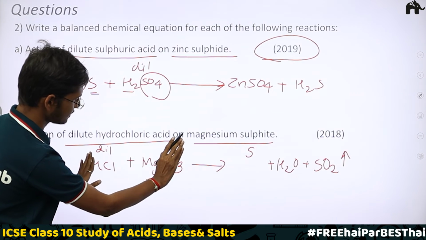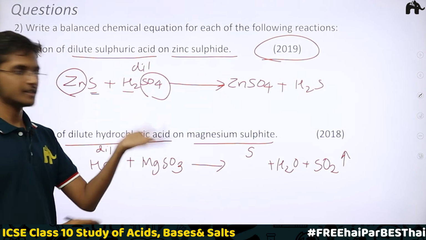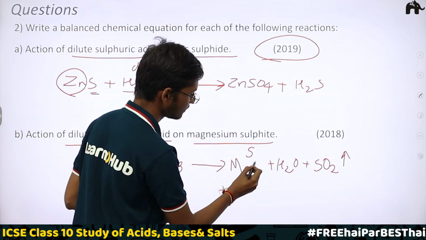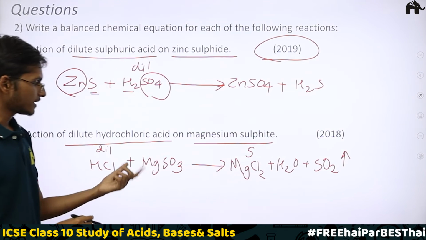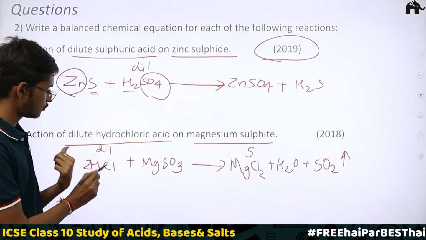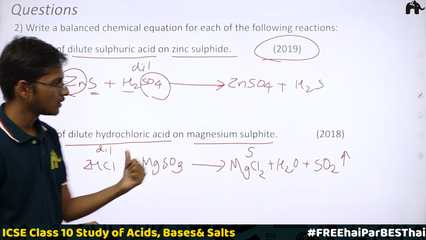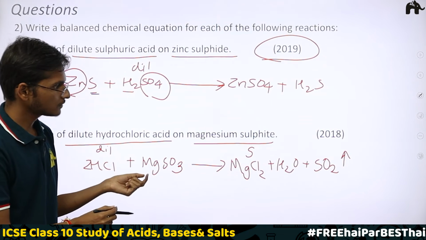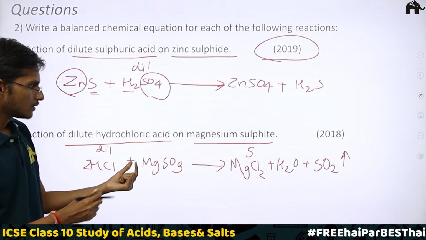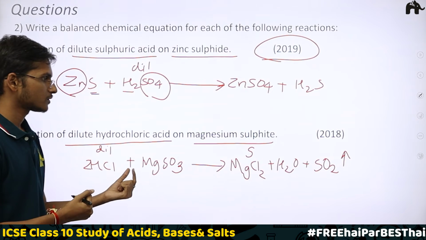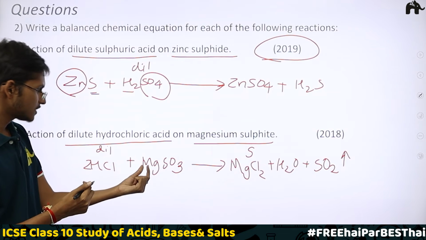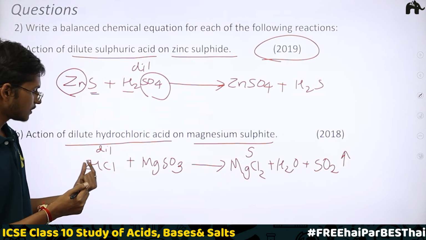What is remaining? Mg and Cl. So it would form MgCl2, magnesium chloride, which we know. Now balance it. Magnesium 1, 1, chlorine 2, 2 here. Hydrogen 2, hydrogen 2. Then there are no hydrogens here. So magnesium is done, chlorine done, hydrogen done.